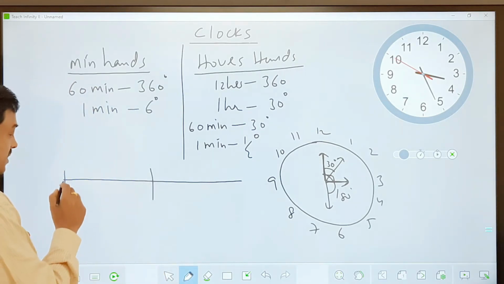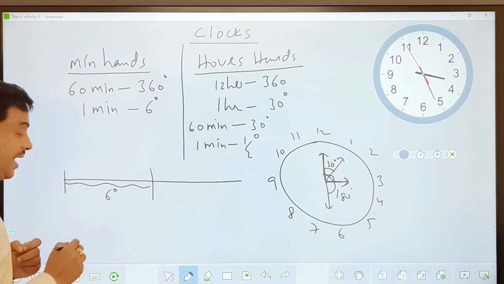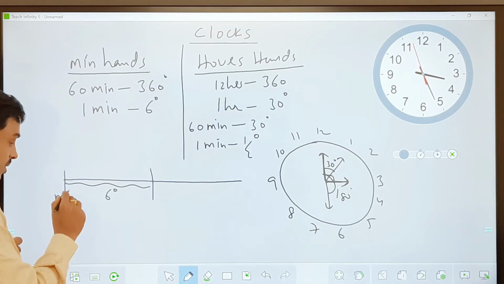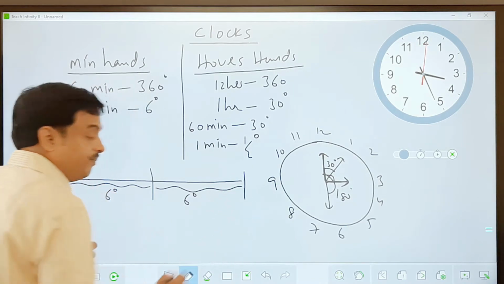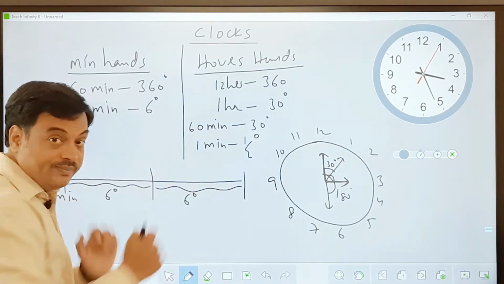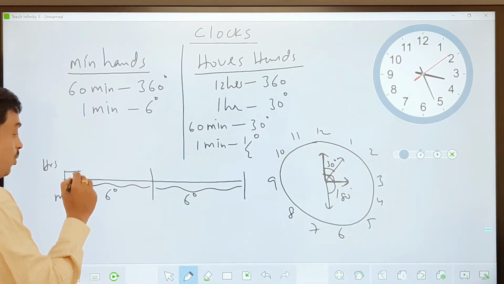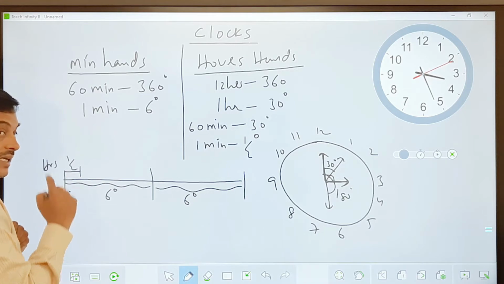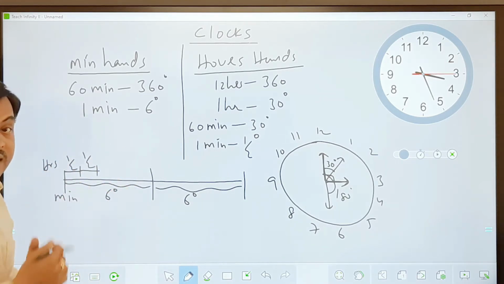How much is it? 6 degrees of angle by the minute's hand. Okay, second minute, again it will cover 6 degrees of angle. So every minute it is covering 6 degrees of angle in one direction. And now, when I talk about the hour's hand, it will move only half a degree. Second minute, again it will move half a degree, and so on it happens.